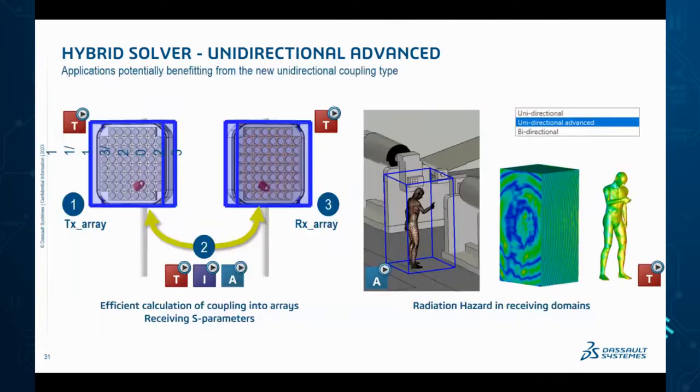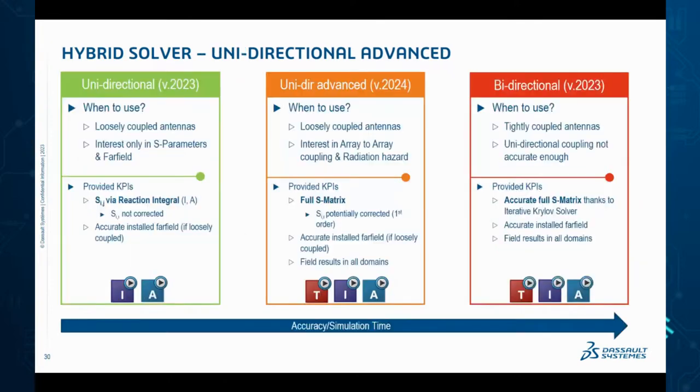The workflows that could benefit from using the unidirectional advanced include examples where we need to calculate biohazard or SAR values on receiving domains, like you see here in the right picture, or coupling between antenna arrays, as we see here on the left, or the receiving S parameters for platforms when we are using FIT, TLM, or F solver. You may have noticed on the last slide that I showed which solvers can be used for the platform simulation, and the unidirectional advanced is a little more flexible in terms of the solvers that it supports.